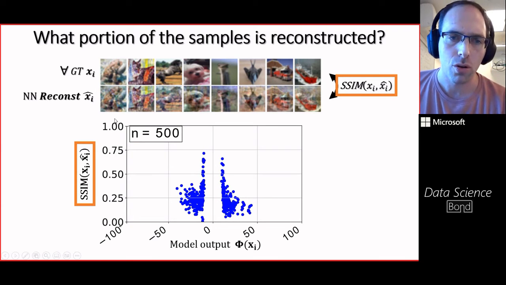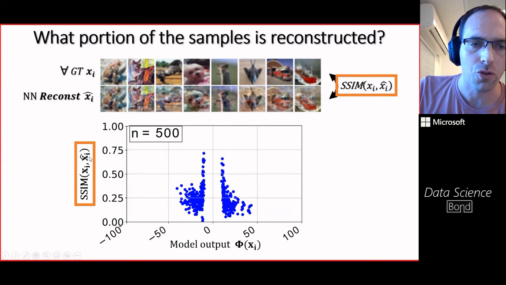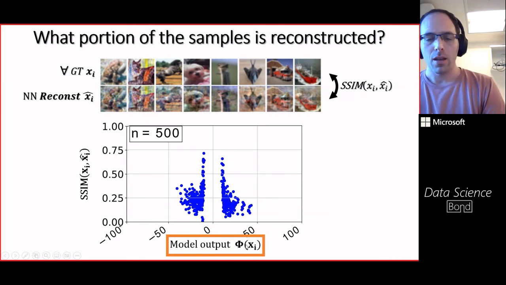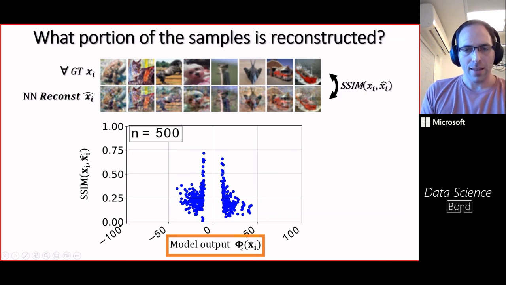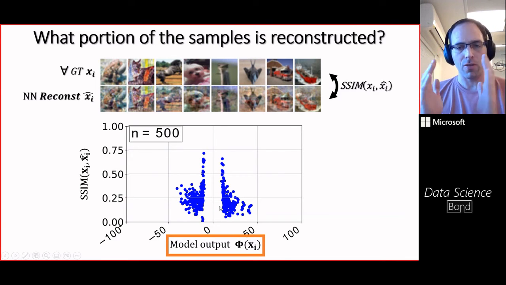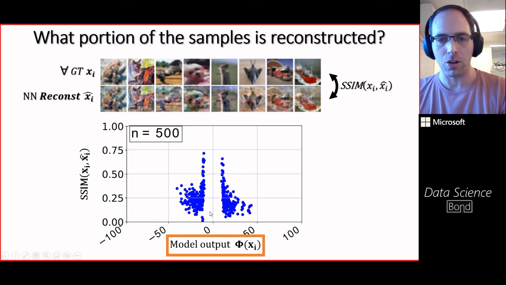And that we are going to plot for each sample in the training set how well it was reconstructed compared to the output of the model. The output of the model tells us how far we are from the margin. If it is small, if it is closer to 0, it means that this sample lies on the margin. If it's further, it means that this sample is away from the margin.